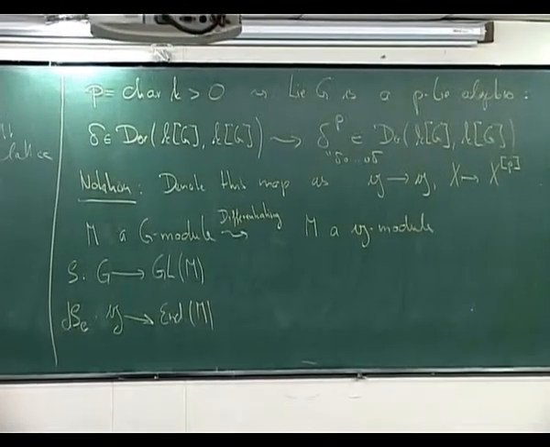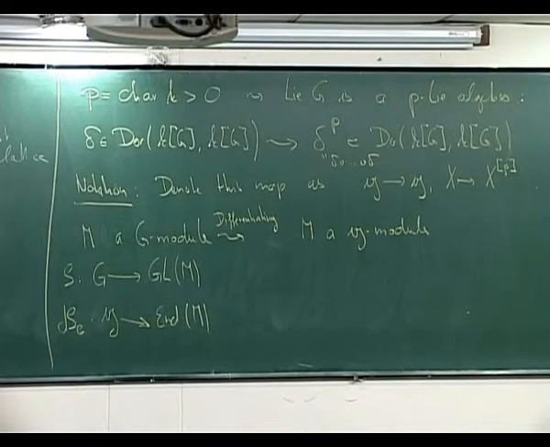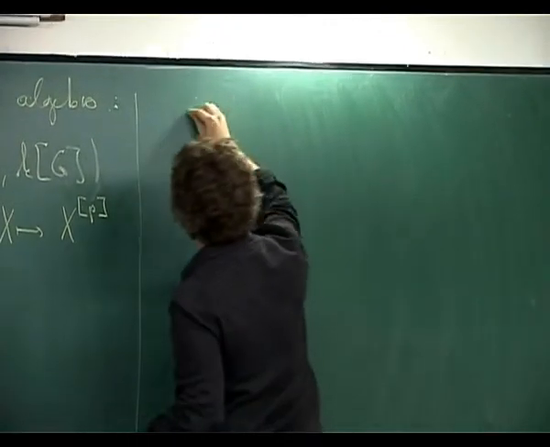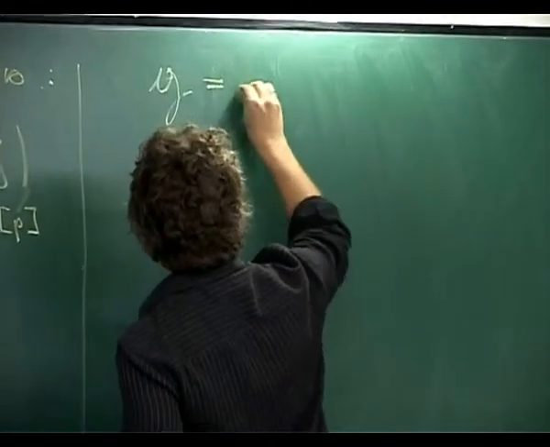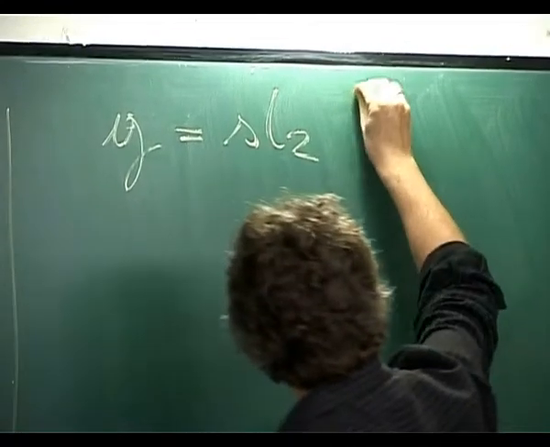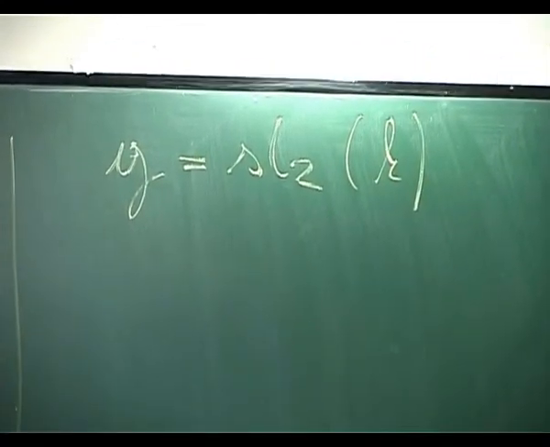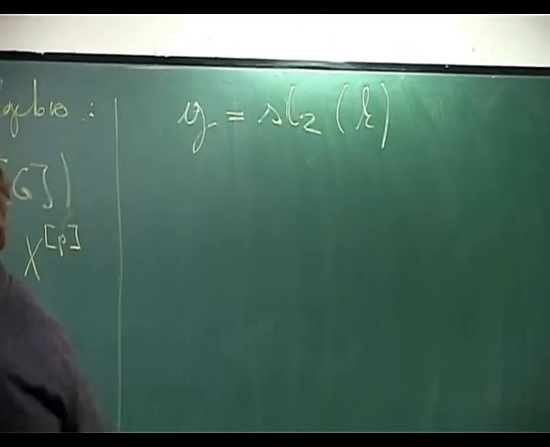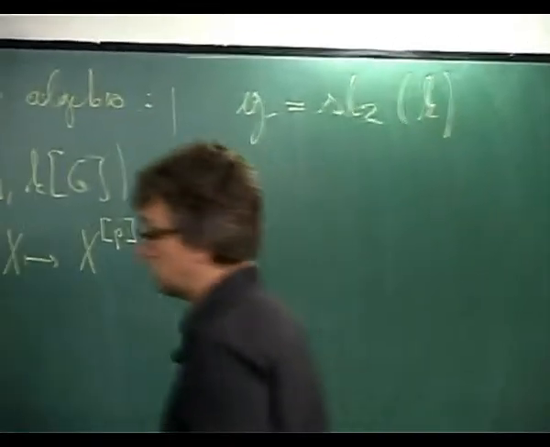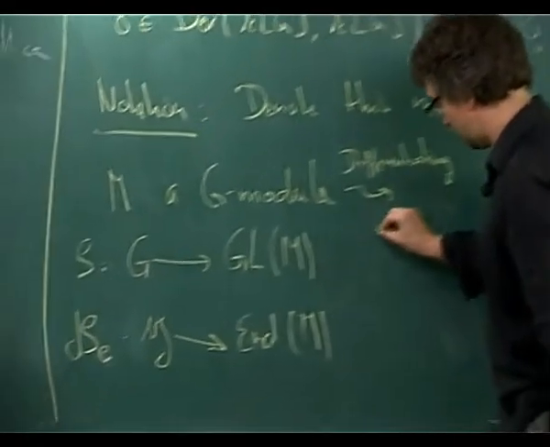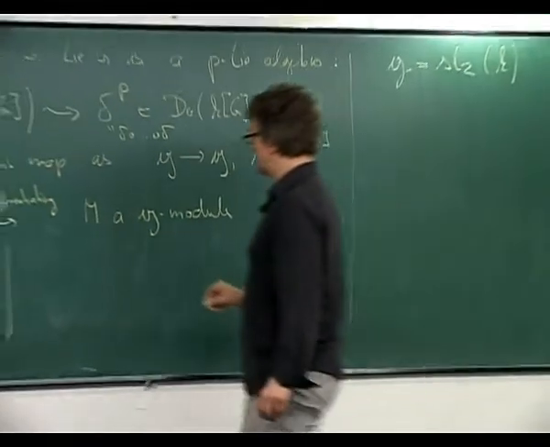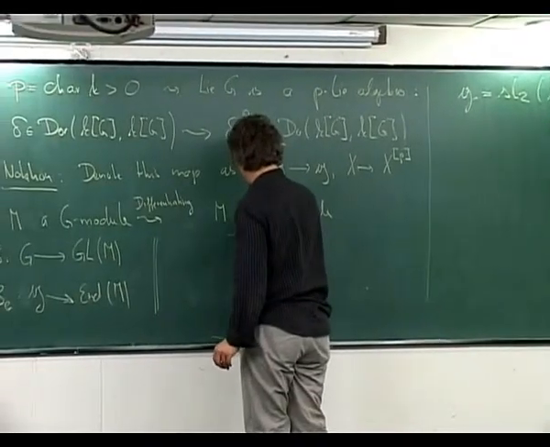Let me be more specific in an example. The example is the Lie algebra of SL2. This will be a homomorphism of p-Lie algebras. Yes, absolutely, I should have said that. This is a homomorphism of p-Lie algebras, which means it is even what is called restricted.